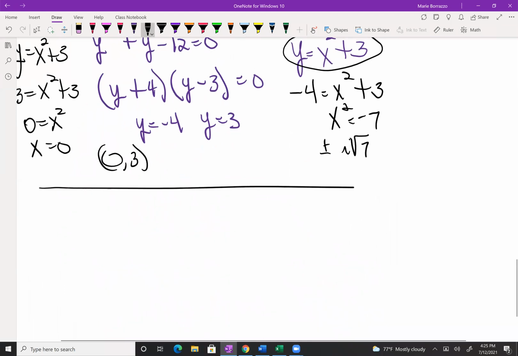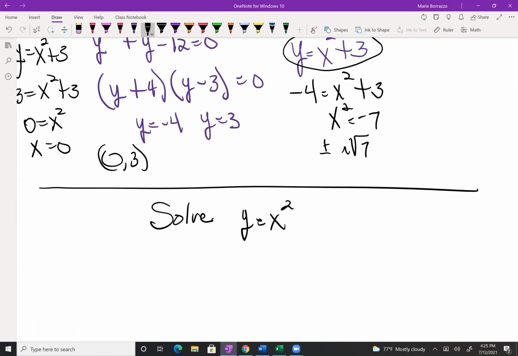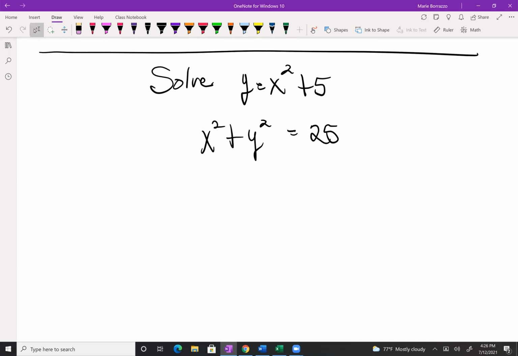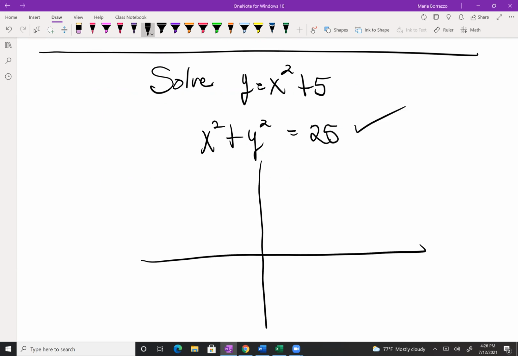Let's look at this one. Okay, so let's solve for the system where we have y equals x squared plus 5, and this circle is x squared plus y squared is equal to 25. So let's just draw it first. How about that? Would you be okay with that? Sure, let's go. Without substituting? Sure. Circle, center 0, 0, radius of 5, because it's a radius squared, so radius is 5.